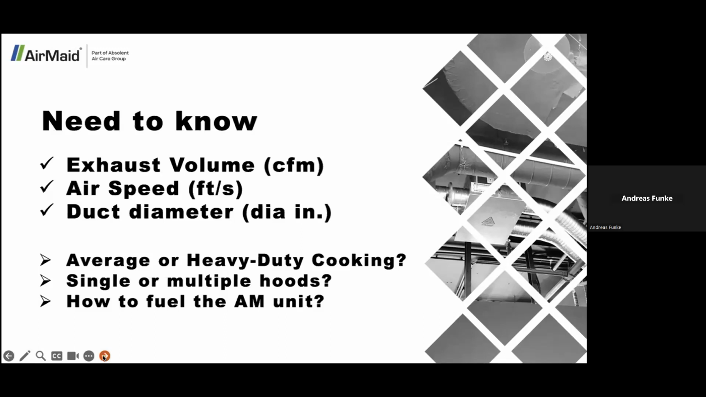Why is that? Because we need to calculate the reaction time, because this ozonolysis process, this chemical reaction which is happening here, takes a small amount of time, approximately 2 to 3 seconds, to be able to see a result. So it is important that you calculate this time for the ozone to react with the exhaust air. We would need to know if it's average or heavy duty cooking, because if you have 6,000 CFM of air, whether it's average cooking or heavy duty cooking is very important. We might need more ozone than, theoretically, according to the amount of exhaust air, we would need. It's important to know if there are single or multiple hoods, which would probably require multiple AirMaid units. And it's also important to know where we get the clean air from.